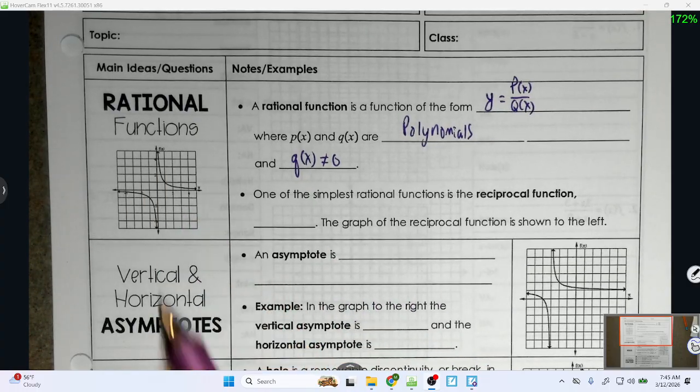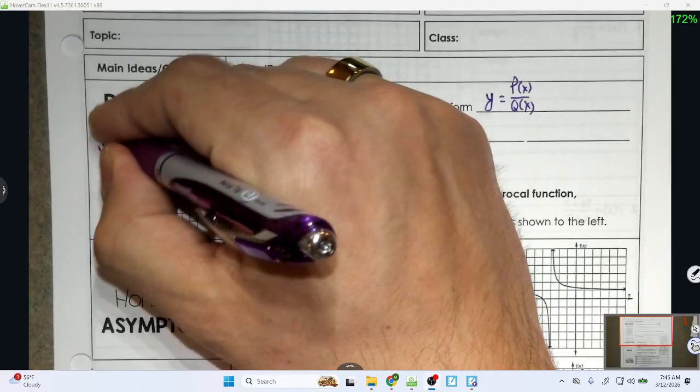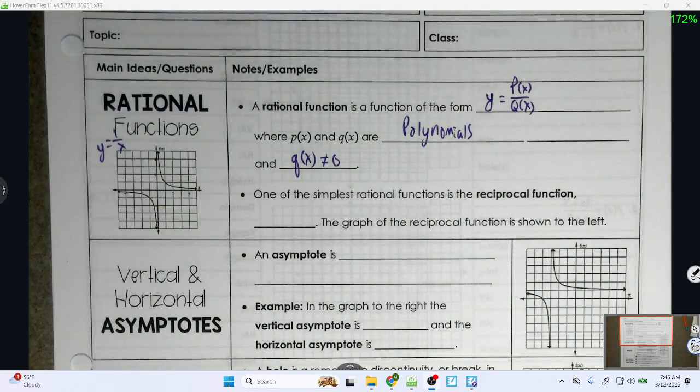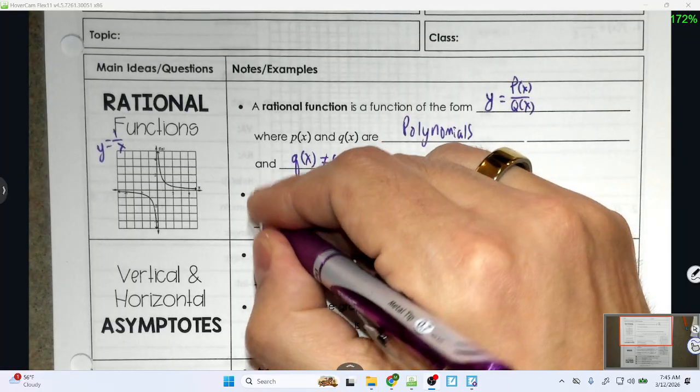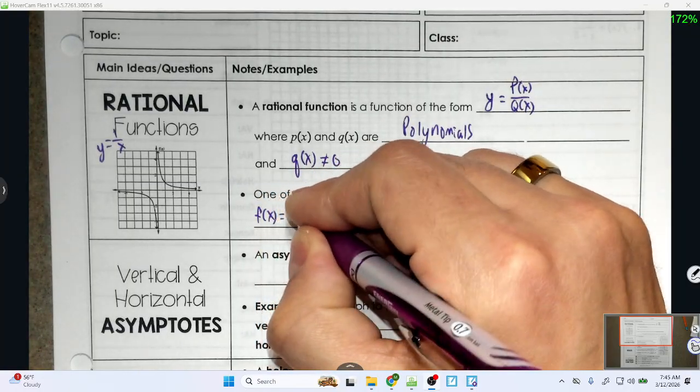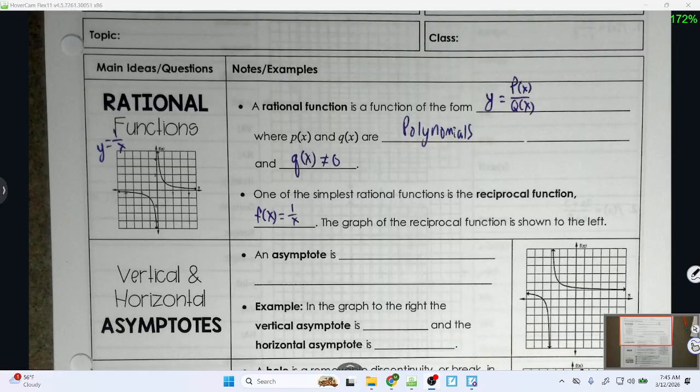This is your parent function. This is just the graph of y equals 1 over x. That's all it is. So again, this is f of x equals 1 over x. That's the parent function.